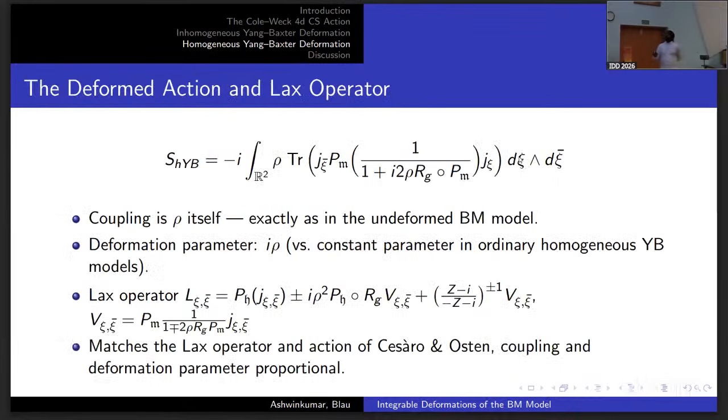And the action that we find takes this form. And as before, we find that the coupling and the deformation parameter are proportional to one another. But here, it's just rho. Previously, we had Z minus. We also obtain the Lax operator, which matches the form of Cesaro and Austin. So once again, we find agreement with the work of Cesaro and Austin.